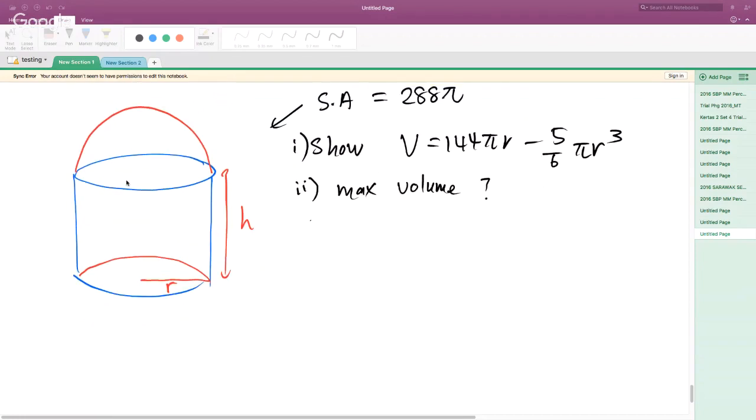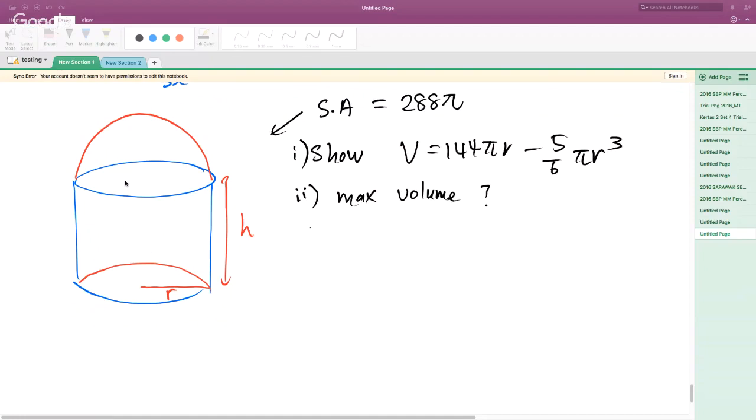Okay, this one is considered quite tough for a differentiation question. Because over here, what is happening right now is you need to show this one. There's no way you can straight away show V equals 144 pi R minus 5/6 pi R cubed. So in order to do this one, we have to use this information to form one equation.